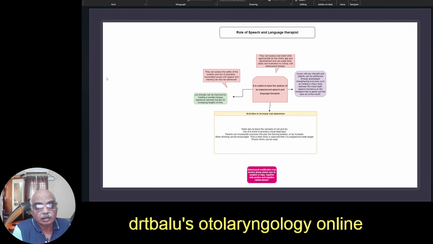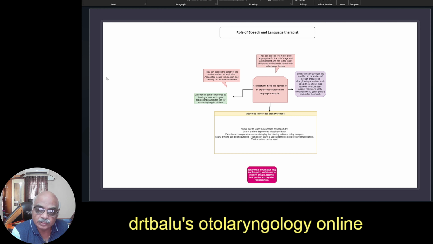and train the child with certain exercises which could improve the strength of lip closure. And this can be done by holding a wooden tongue depressor between the upper and the lower lip for increasing lengths of time. And they can assess the safety of the swallow while observing the child during eating, and associated issues with speech and chewing should also be addressed by the specialist.